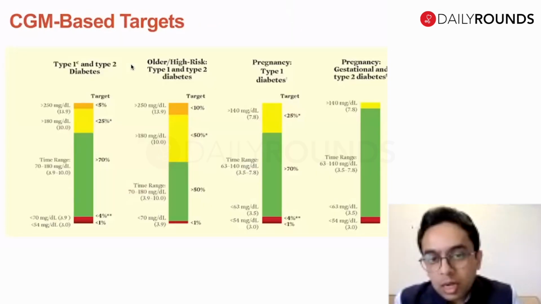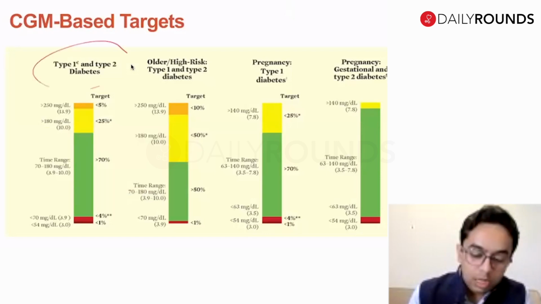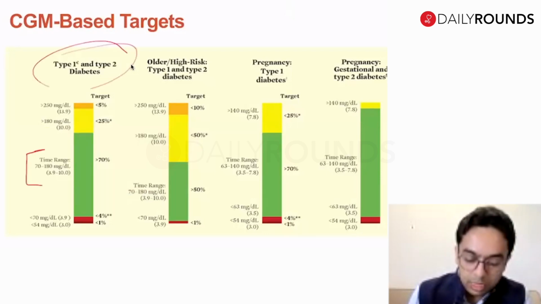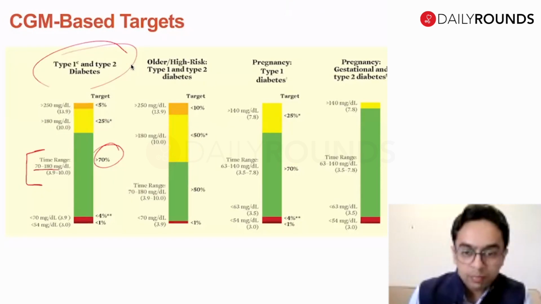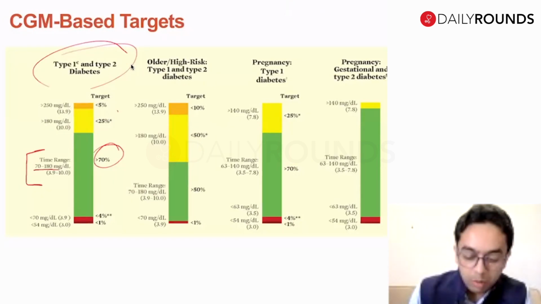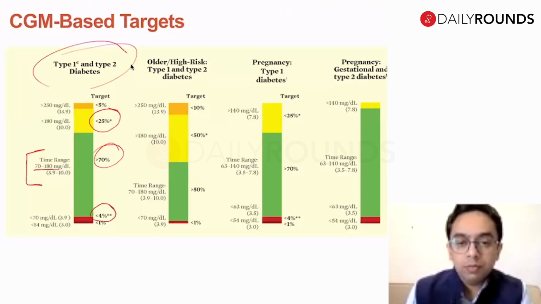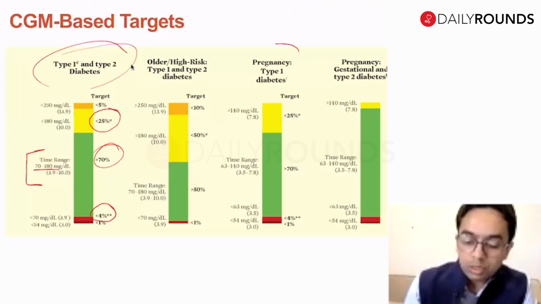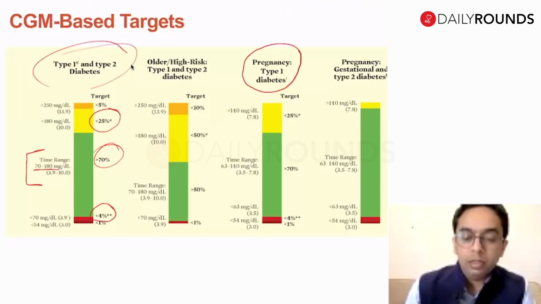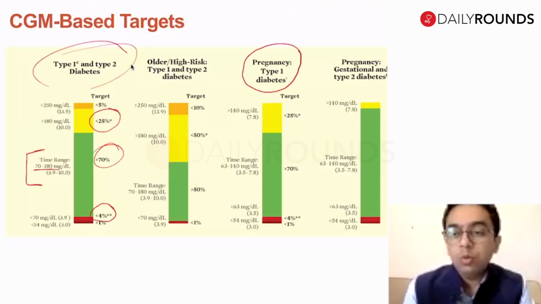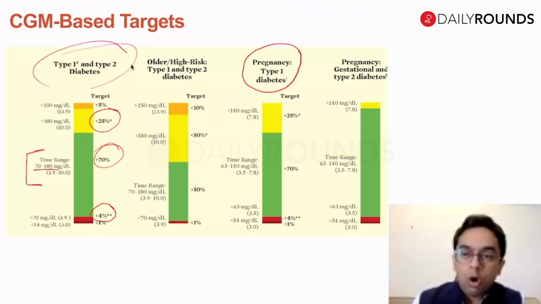Now, what are the targets? So mostly for all your type 1, type 2, you will make the time in range more than 70%, and the target is 70 to 180. Whereas the time above range should be less than 25%, and TBR should be less than 4%. Whereas for the type 1 pregnant, this was for type 1, type 2, adult, non-pregnant.